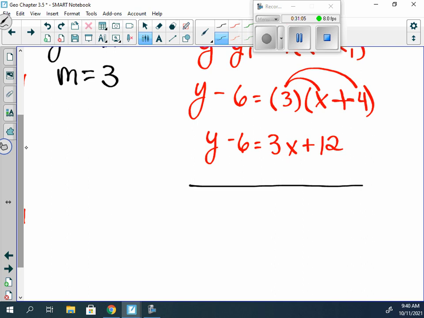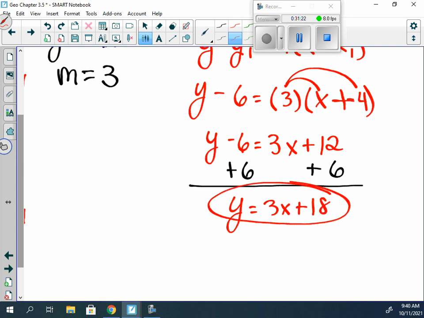Last but not least, we still need to get y by itself. So what can we do to both sides? Add 6, because since we have minus 6, to simplify the 6, we would add it to both sides, telling me y is equal to 3x plus 18. So that's the new equation. So that's the equation of a line that is parallel to the given line, y equals 3x minus 4, and passes through the point negative 4, 6. Any questions on this here? Are you ready for the next one? Yes?